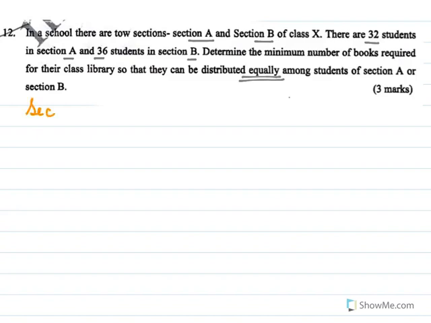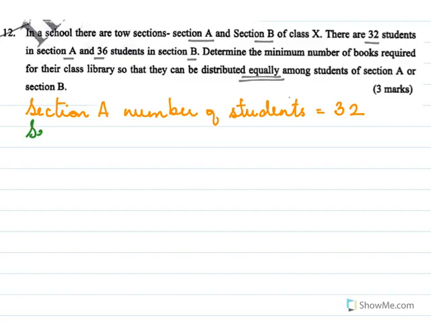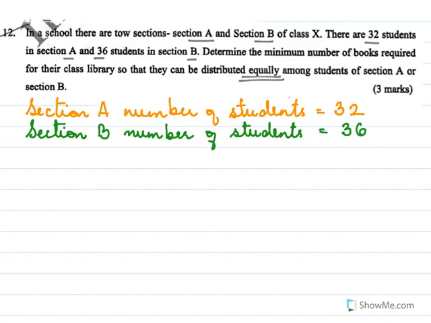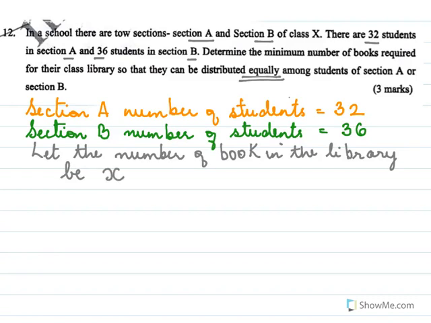So in section A, number of students is equal to 32, and in section B, number of students is equal to 36. Let the number of books in the library be X. So X books in the library.